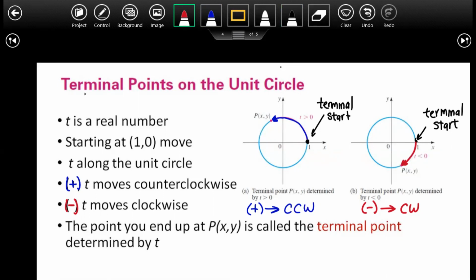Is the starting one after 0, move T along into 1? And it's always going to be our starting point. 1, 0 is our starting point for this. So it's our terminal start. That's what we always are going to start out with.